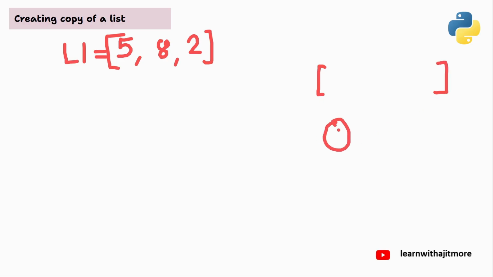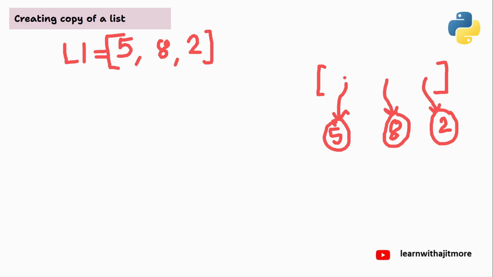Then 5 is also an object. It will be also somewhere in the memory. 8 is also an object, also somewhere in the memory. 2 is also an object. Every object will have a reference. Then that 5 object reference, 8 object reference, 2 object reference, all these are kept in this list. And this list will also have a reference that will come in L1. So L1 will contain the reference of the list, and the list will contain the reference of each element.